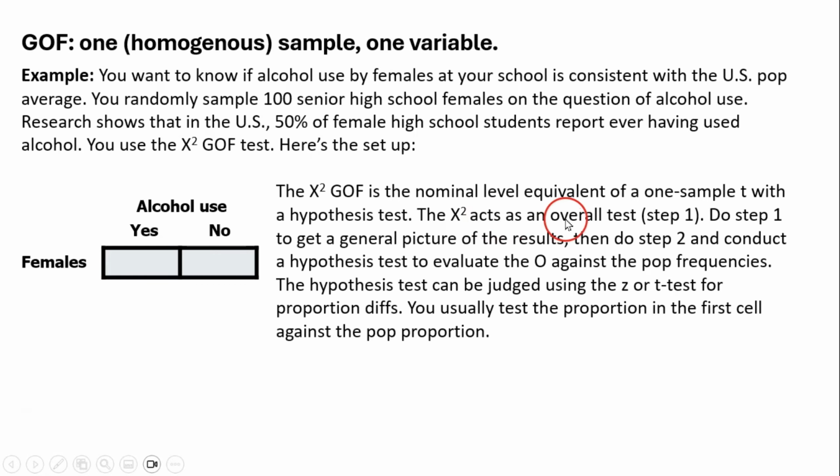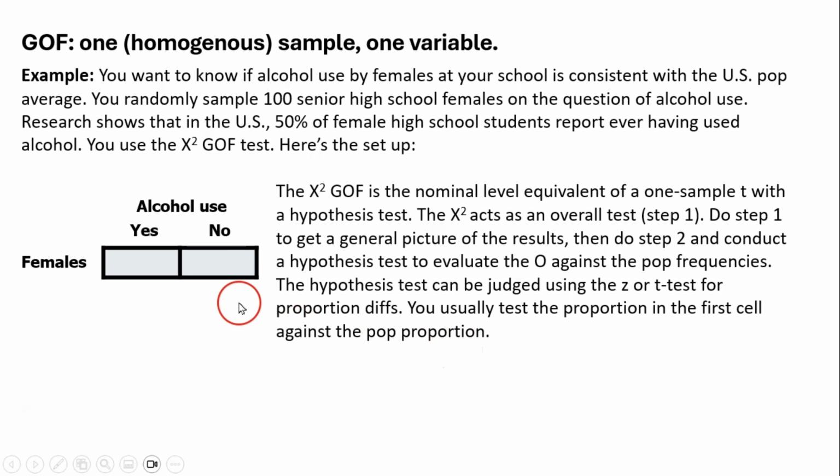The chi-square acts as an overall test, step one. Do step one to get a general picture of the results. Then do step two and conduct a hypothesis test to evaluate the O, the observed frequencies, against the population frequencies. The hypothesis test can be judged in several ways. It can be judged using a Z or T test for proportion differences. So in this case, you usually test the proportion in the first cell against the population proportion.